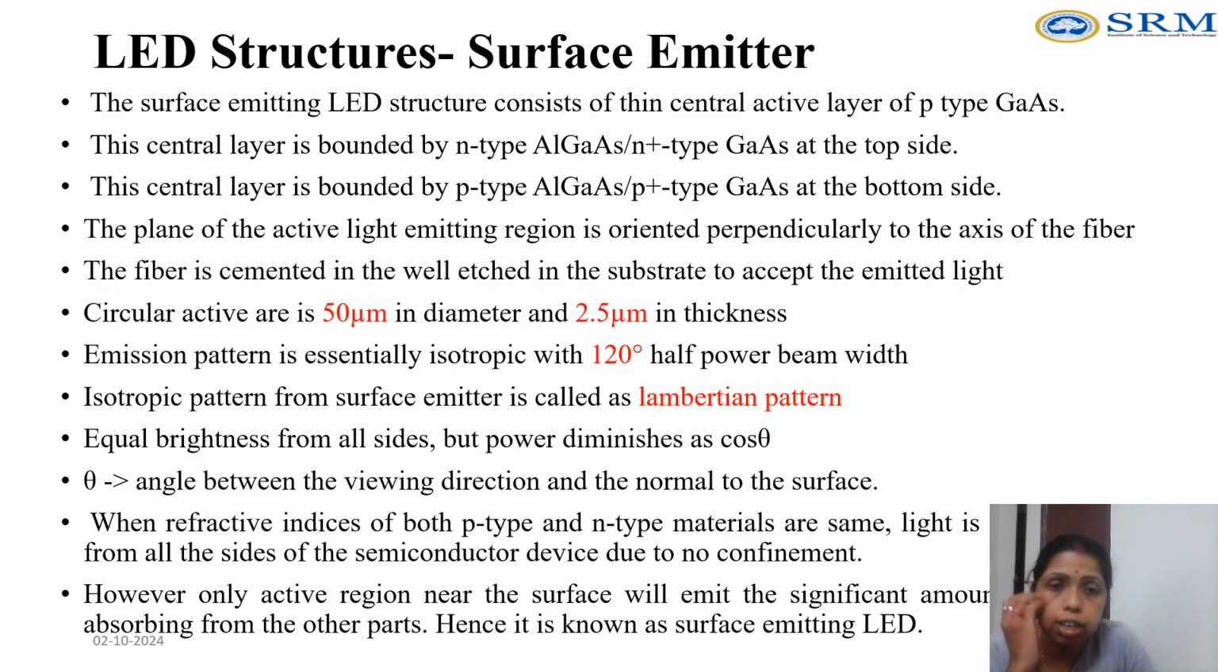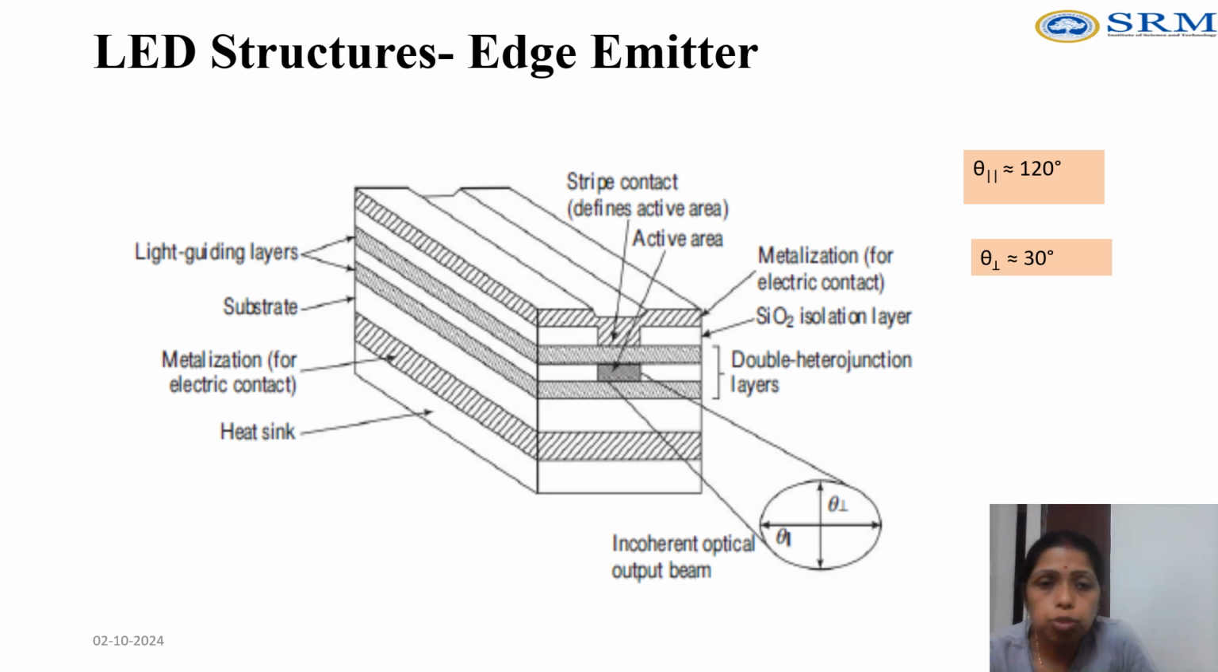Everything regarding the structure is mentioned here. So what are the materials you are using? The central layer is sandwiched between two different materials, n-type and p-type. One is the n-type on the top side and the p-type on the bottom side. The optical emitting region is perpendicular to the fiber axis. We have to maintain some active area, so that we get equal brightness from all sides. So this is about the surface emitter, and now come to the edge emitter.